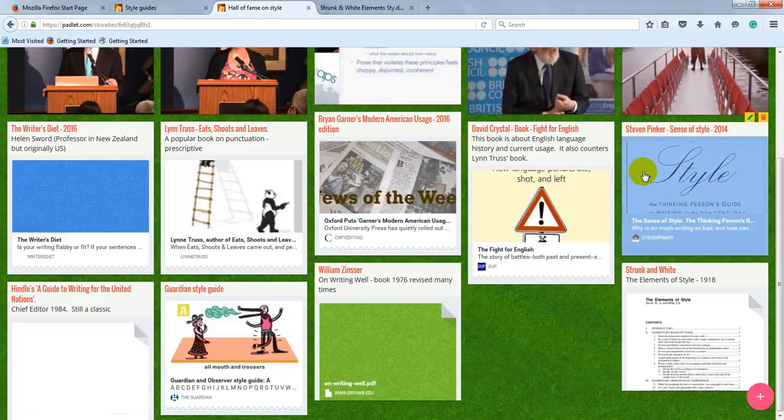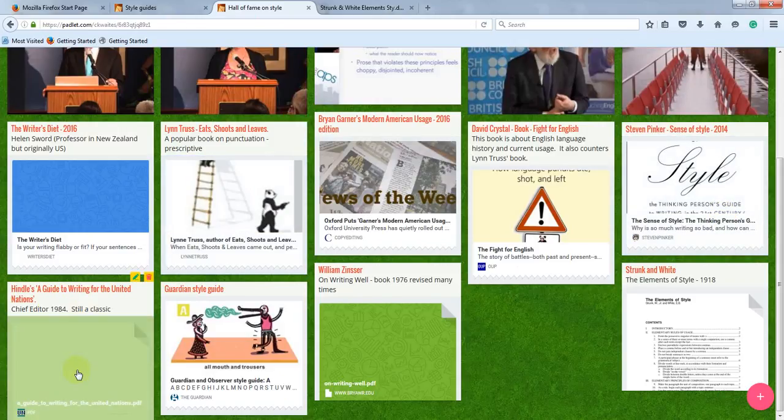So, A Guide to Writing for the United Nations was written by the chief editor and was published in 1984, and it's available. He however died in 1967. It's still a classic, and you can get it in PDF form. It's quite humorous at times, but it also makes extremely important points and is still quite relevant today.